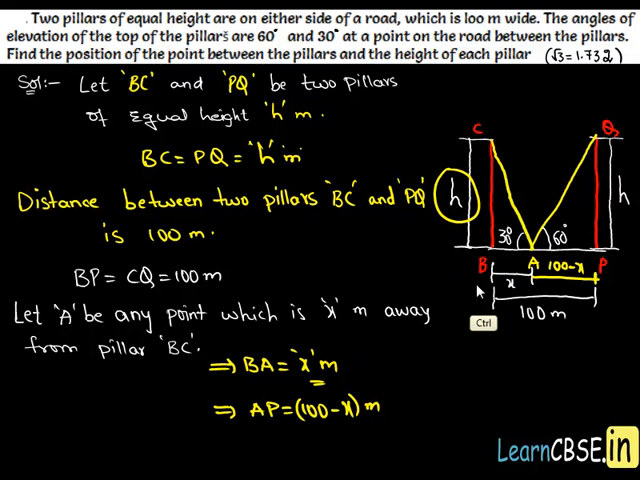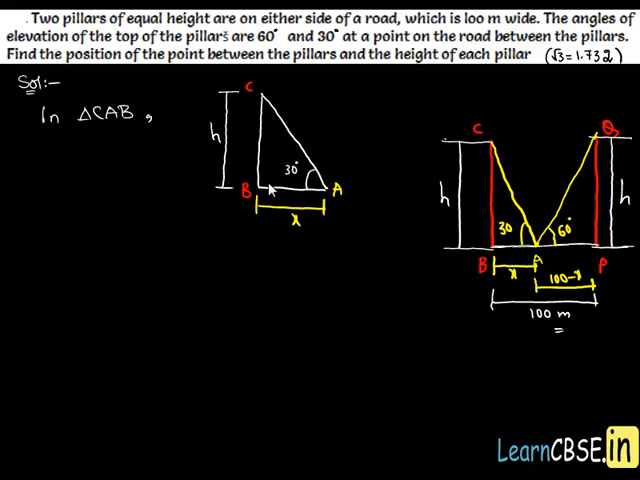To find these, we have two right-angled triangles, triangle CAB and triangle QAP. So by applying appropriate trigonometric ratios, we can find h and x. Now consider triangle CAB. We have perpendicular CB and the base of the triangle is AB. So which trigonometric ratio do we have to consider? We have to consider tan or cot.